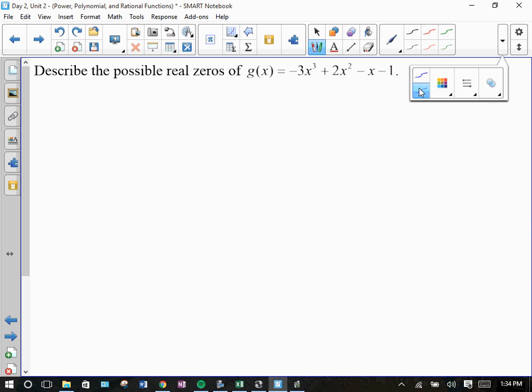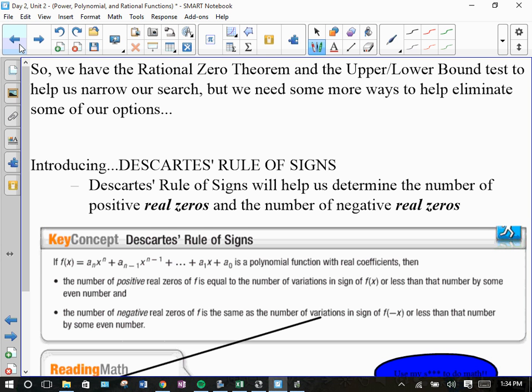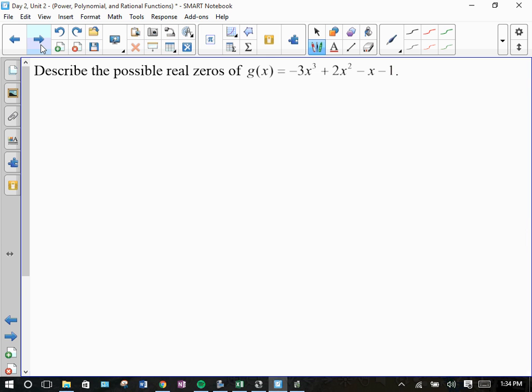Alright? Step number 1 is to look at the number of sign changes of f of x. So we're going to look at, in this case, it's g of x, so g of x and f of x all the same. Alright, so I'm going to rewrite this. G of x is equal to negative 3x cubed plus 2x squared minus x minus 1. Alright? We're going to count the number of times the coefficients change sign. So this first coefficient is negative. The second coefficient is positive. That is one sign change.